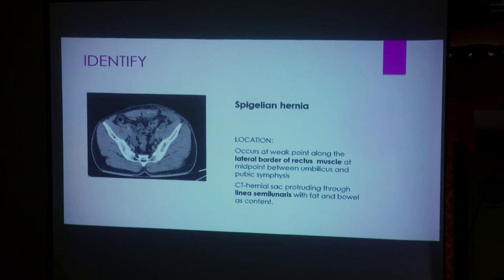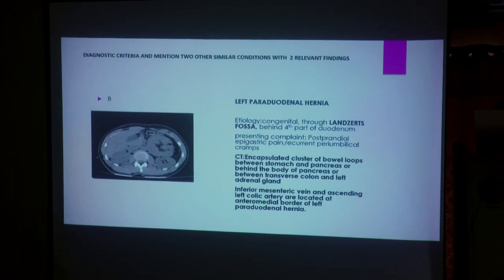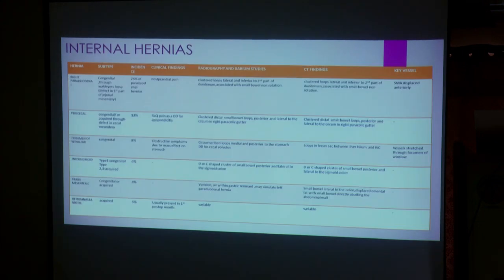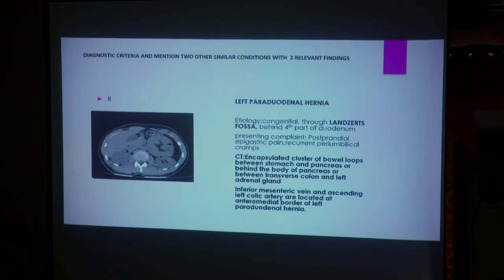This is where the Spigelian hernia occurs, and this one is a left paraduodenal hernia. It is usually behind the fourth part of the duodenum, and here are the encysted and clumped bowel loops, usually between the stomach and the pancreas, or it can even be seen posterior to the pancreas. Whenever a case like this is given, these come under the group of internal hernias. Other internal hernias: right paraduodenal hernia, with boundaries, the foramen through which it passes, and the vessels.